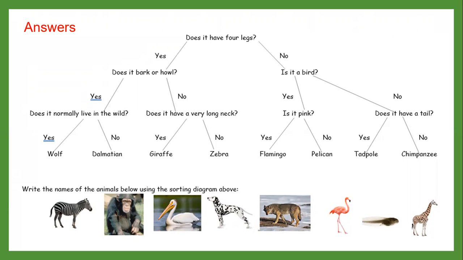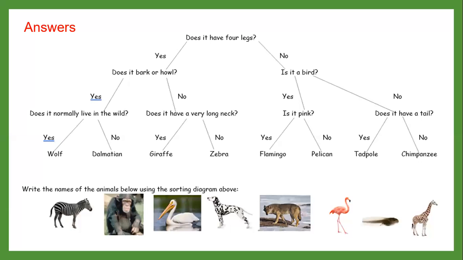Does it have 4 legs? Yes. Does it bark and howl? Yes. Does it normally live in the wild? Yes. So a wolf lives in the wild and barks, whereas a Dalmatian barks and howls, has 4 legs, but doesn't live in the wild. Again, having 4 legs, does it howl and bark? No. Does it have a long neck? Yes. So a giraffe has a long neck but doesn't howl. A zebra doesn't have a long neck and doesn't howl either.